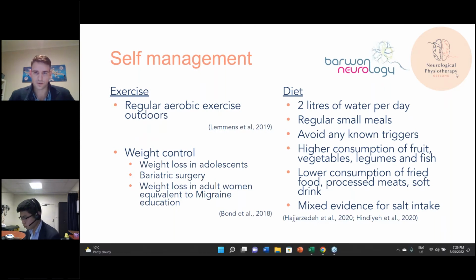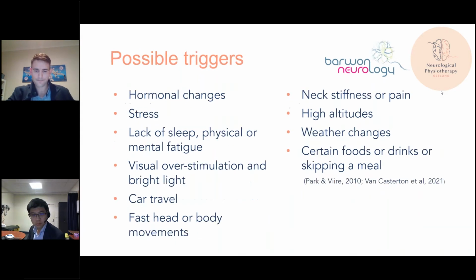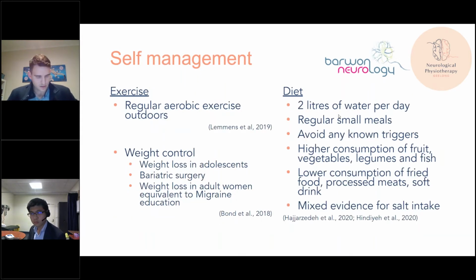Diet has been studied a whole lot more. As far as water intake goes, obviously aiming for 2 litres, which is a pretty standard goal for most people. Having regular small meals can be another target as well, to try and iron out any ups and downs in someone's blood sugar level. The only caveat with that is that sometimes people's method of snacking means they end up having a higher salt or fat intake, which are 2 things that have been shown to potentially increase migraine risk.